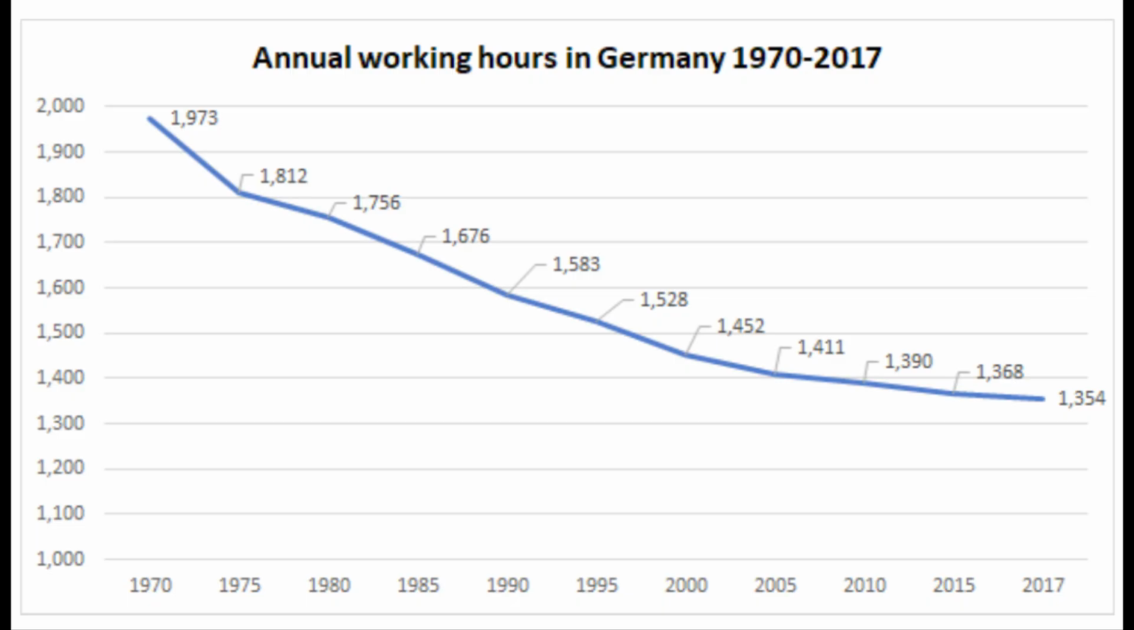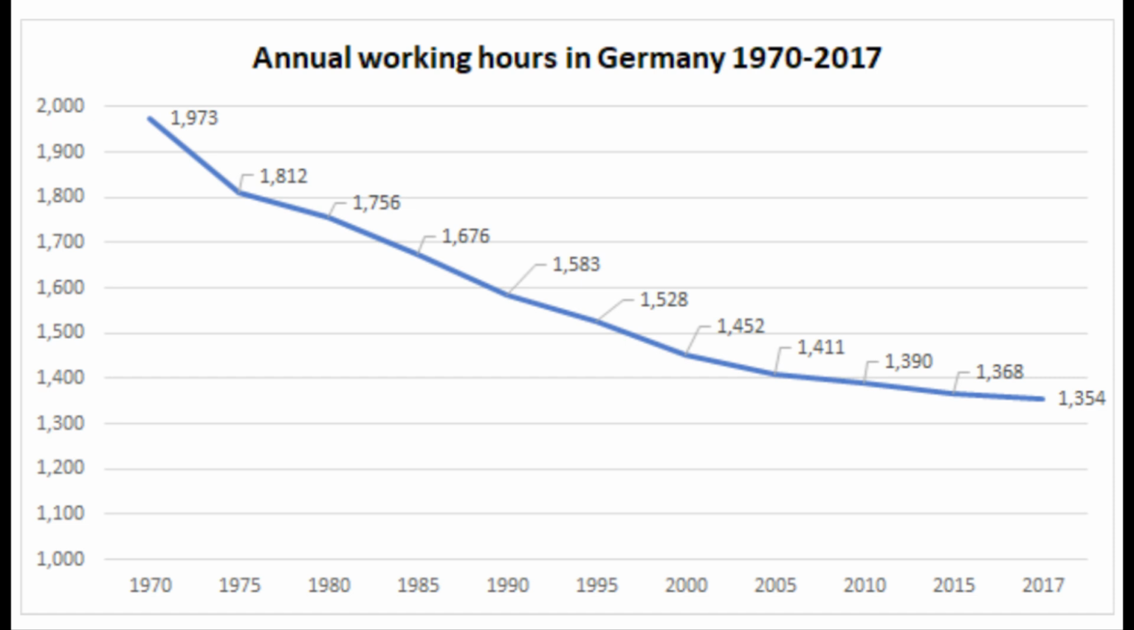The following graph gives information about working hours in Germany. The horizontal axis is year, ranging from 1970 to 2017. According to this graph, in the year of 1970, the value is around 1,900. And according to this graph, in the year of 1975, the value is around 1,800.